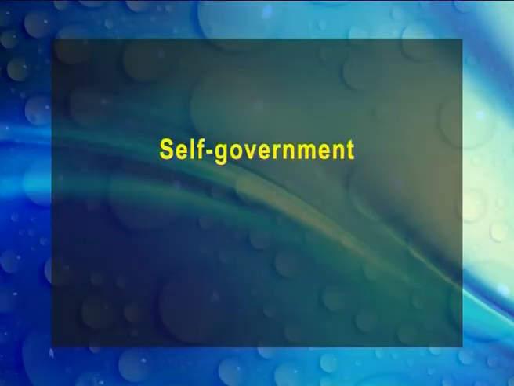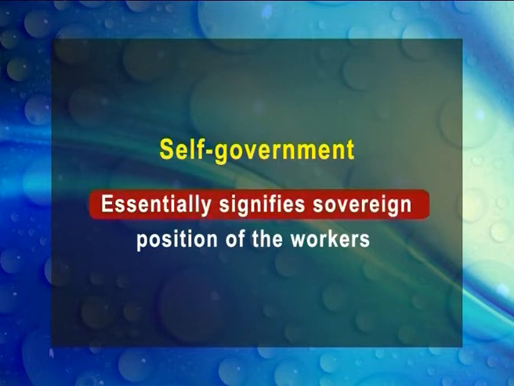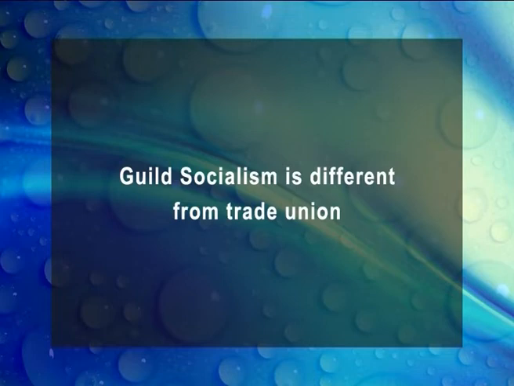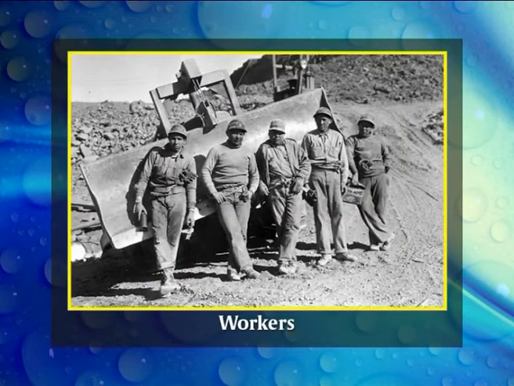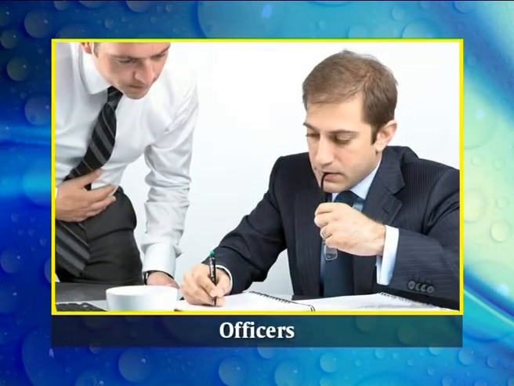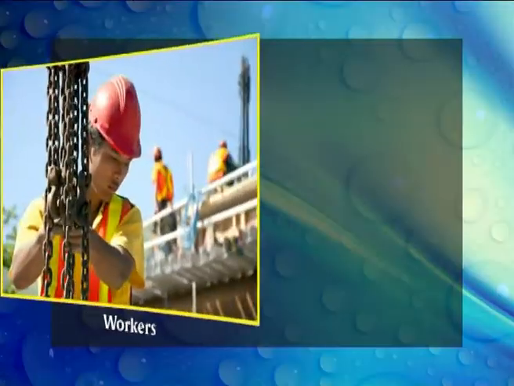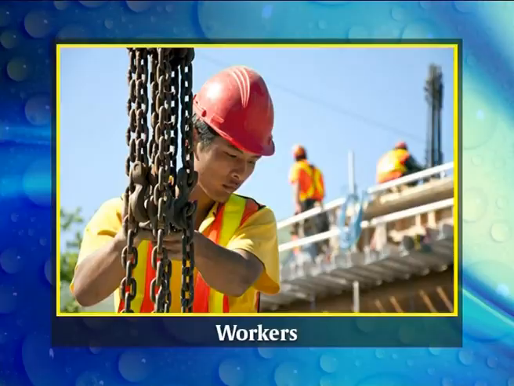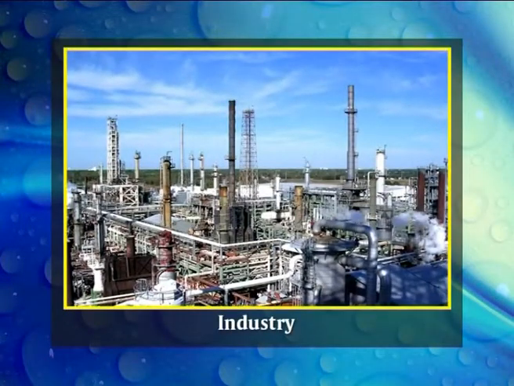Self-government, according to Guild socialists, essentially signifies the sovereign position of workers so that they would be able to develop their personality. It is in this context that Guild socialism is different from trade unionism, in which only workers and not officers are engaged at the helm of affairs. Also, trade unions simply fight for the protection and promotion of the interests of the workers, whereas Guild socialism is concerned with the entire management of the industry.